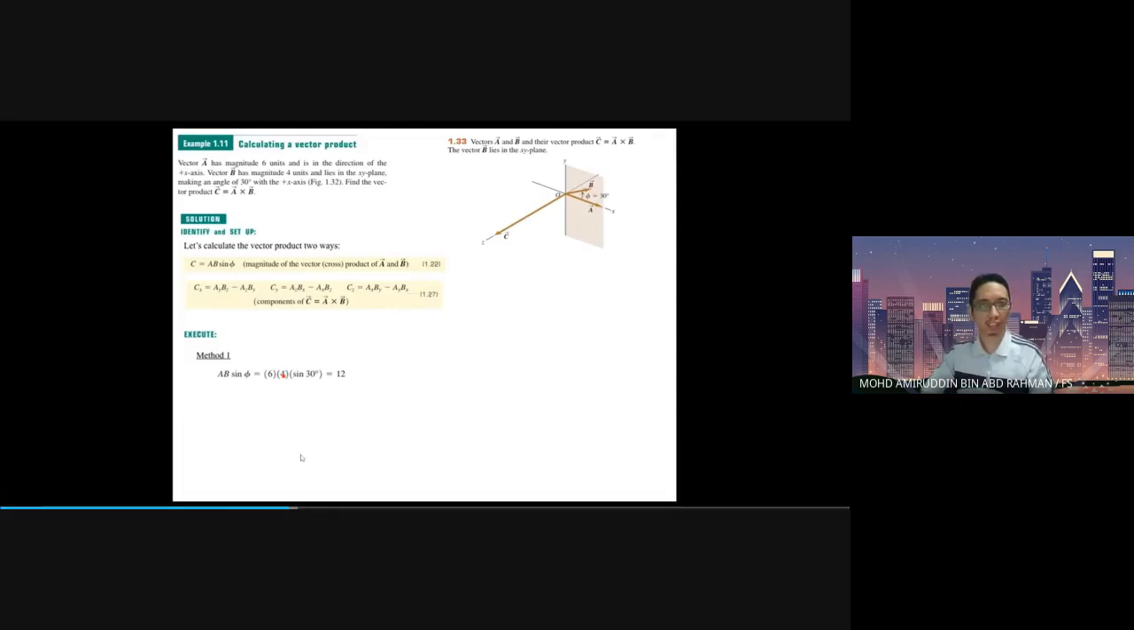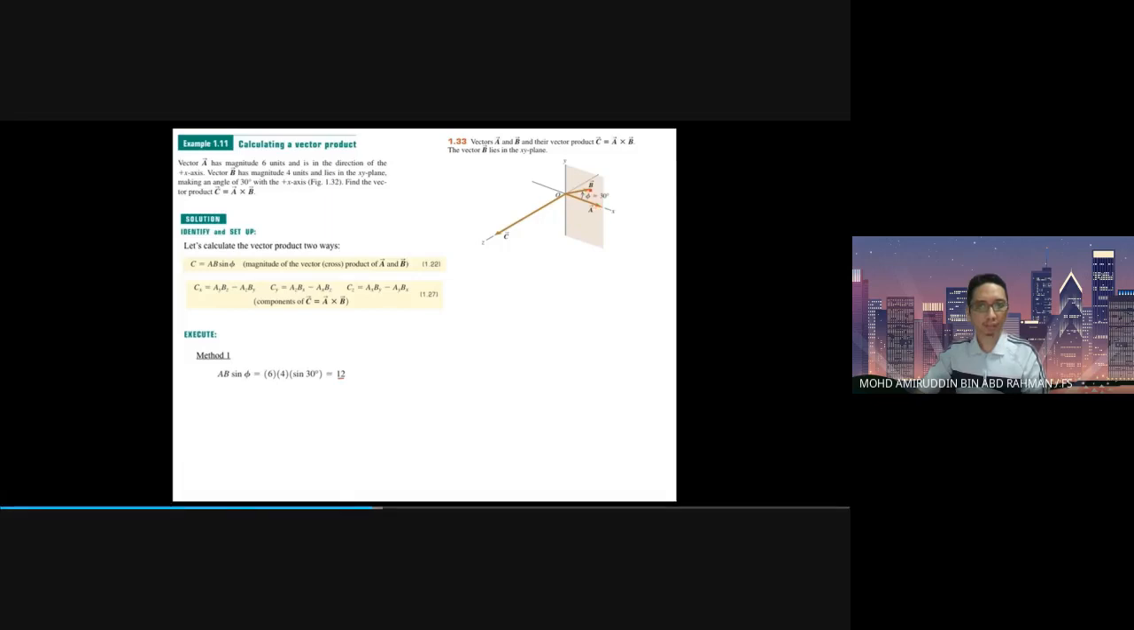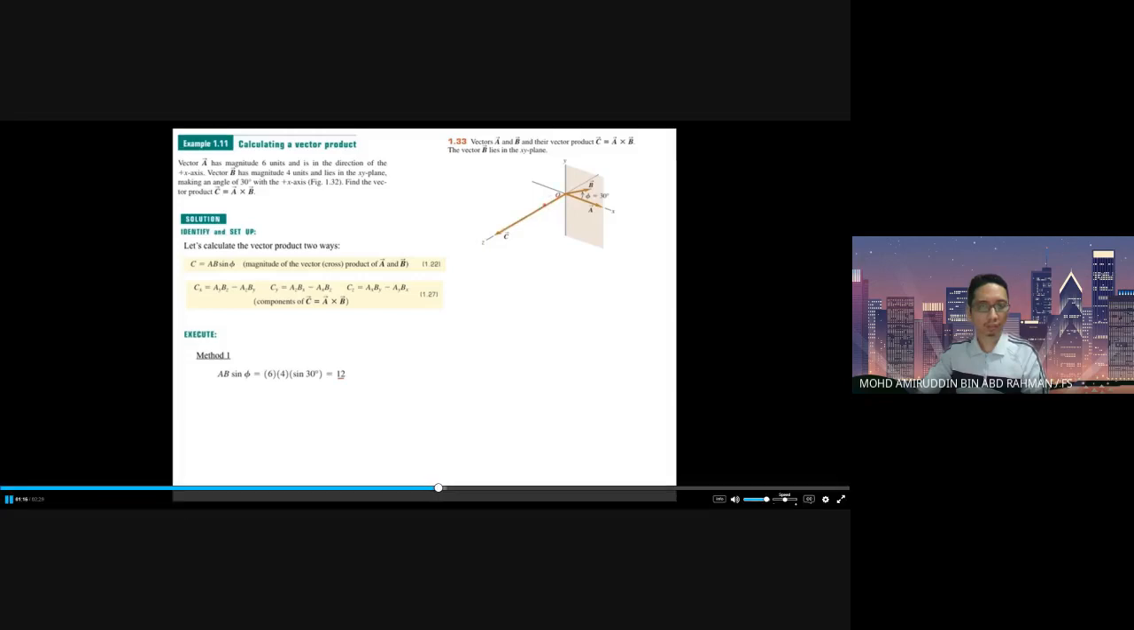The two magnitudes of A and B respectively, and the angle between these two vectors is 30 degrees, so the magnitude is 12. To get the direction, I place my right hand fingers in the direction of A, and then I rotate my palm such that it faces the general direction of B. Now my thumb, poking straight out from my hand, will point in the direction of C, which in this case will be along the positive z direction here, as shown.